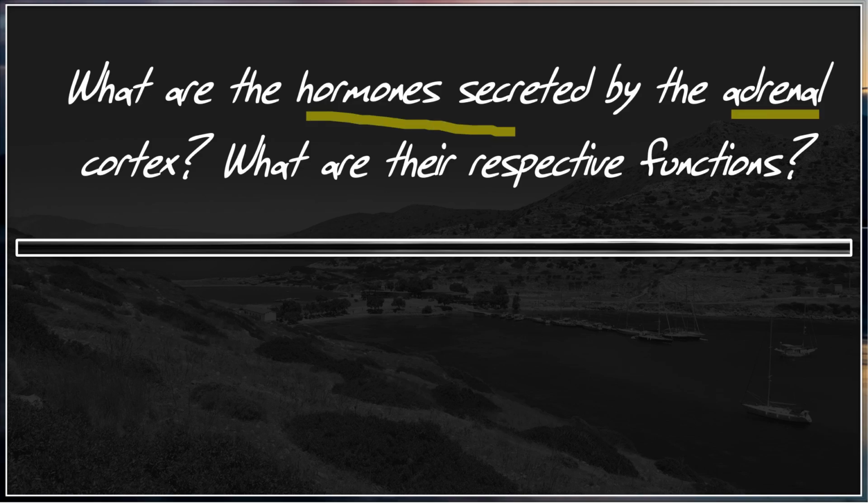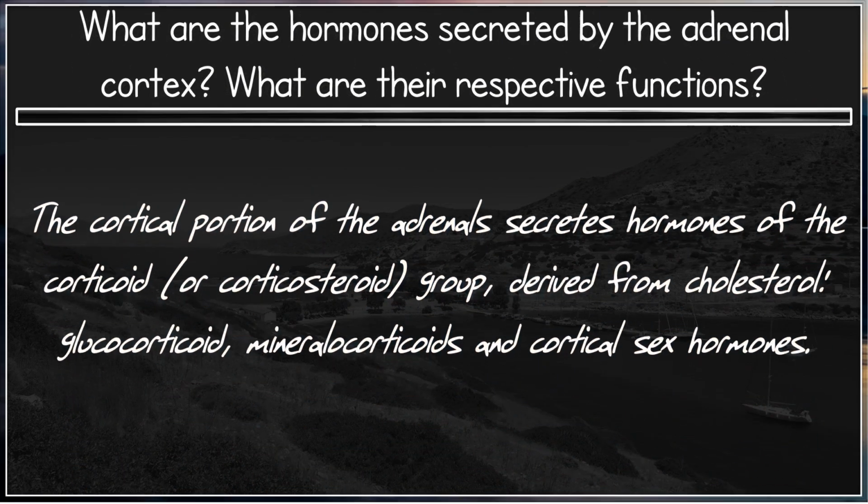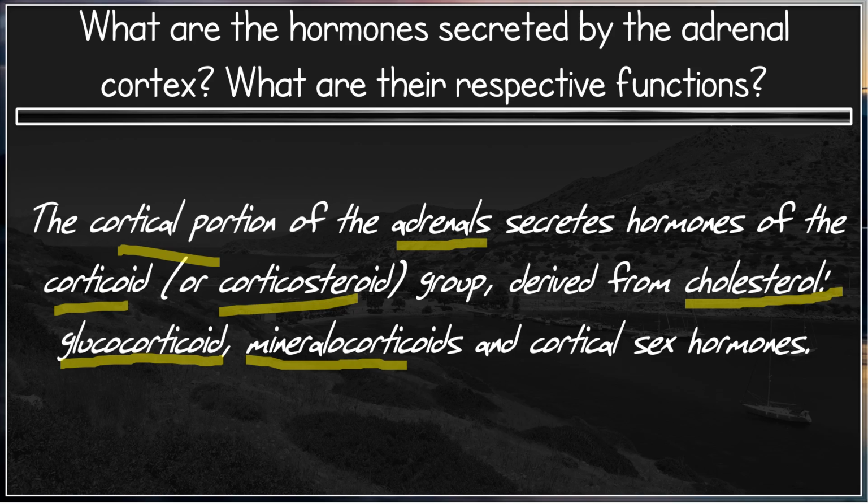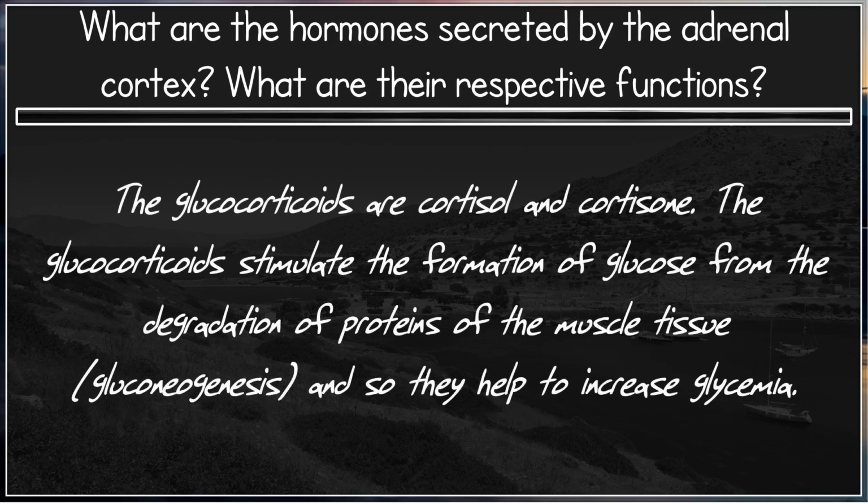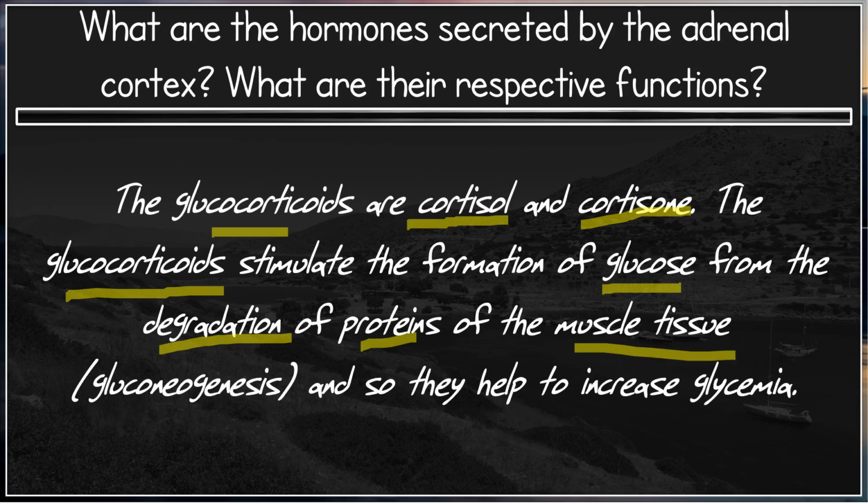What are the hormones secreted by the adrenal cortex and their respective functions? The cortical portion of the adrenal secretes corticosteroid hormones, derived from cholesterol: glucocorticoids, mineralocorticoids, and the corticosex hormones. Glucocorticoids are cortisol and cortisone. The glucocorticoids stimulate the formation of glucose from degradation of proteins of the muscle tissue, gluconeogenesis, and so they help to increase glycemia.